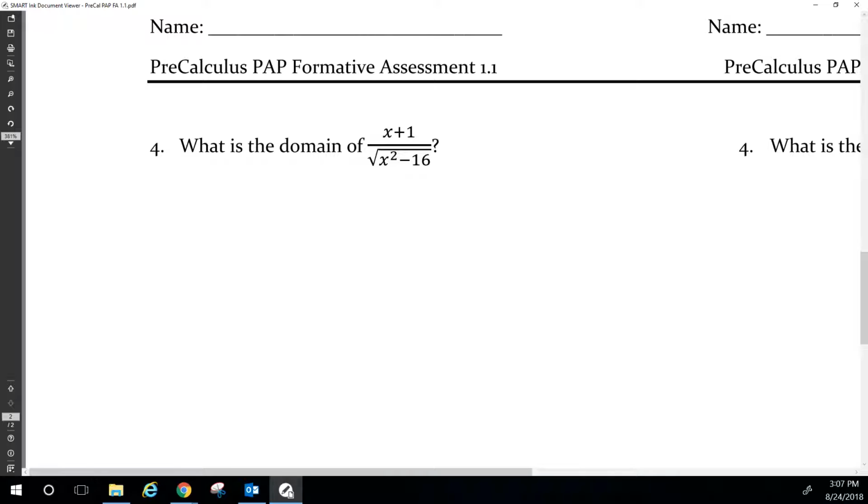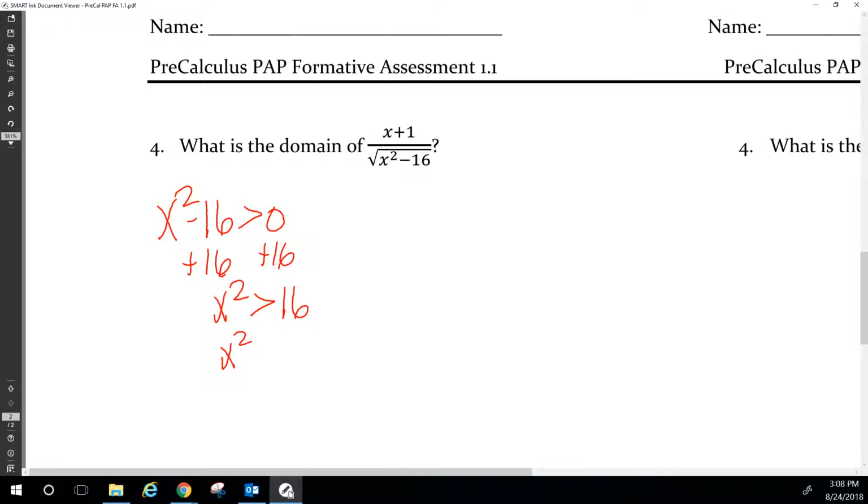So this is different for each version. For this version here, I've got x squared minus 16. It's in the denominator, so it can't be 0. And since it's under a square root, it's also going to be positive. So it's got to be strictly positive. I'll add 16 to both sides. I get x squared is greater than 16.